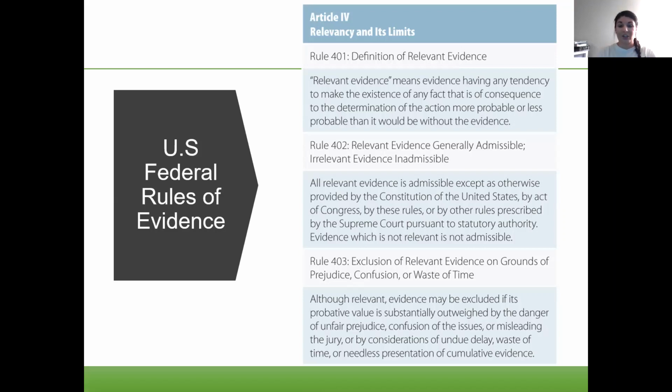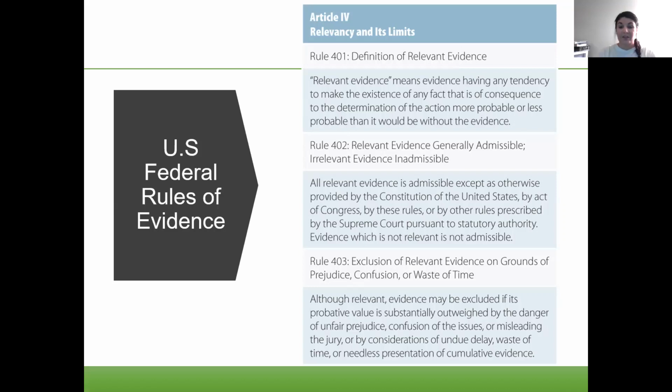Relevant evidence is generally admissible. Irrelevant evidence is inadmissible. So that means that all relevant evidence is allowed in court, and evidence that's not relevant is not admissible.